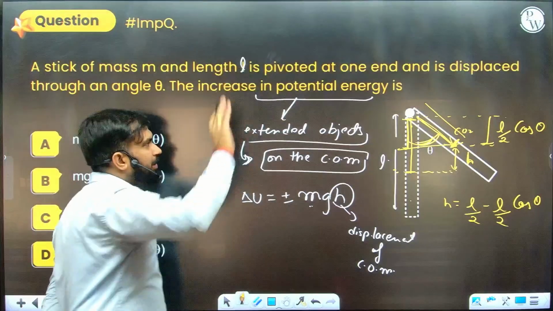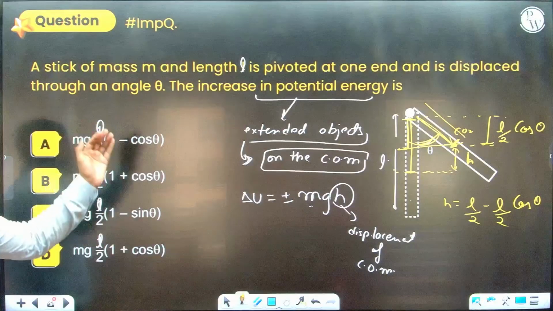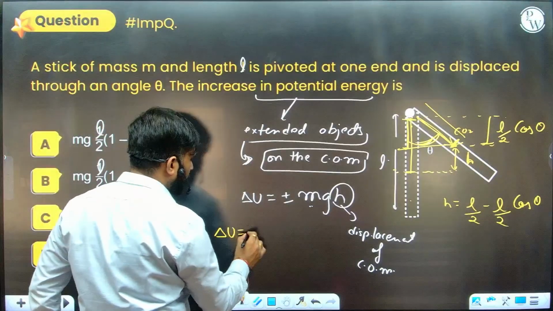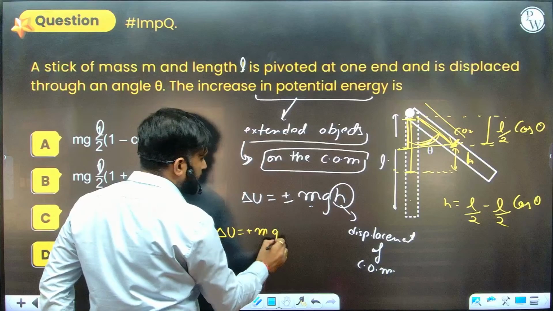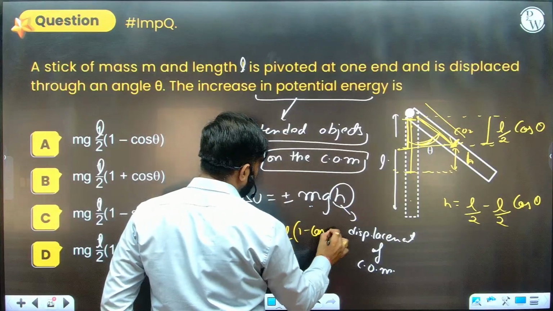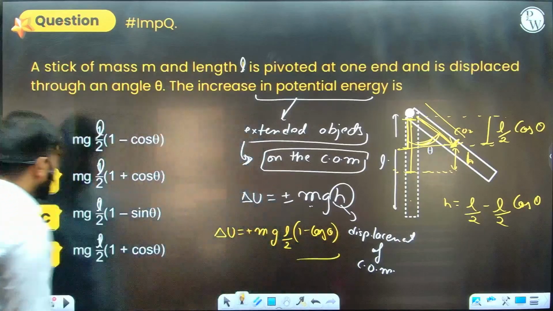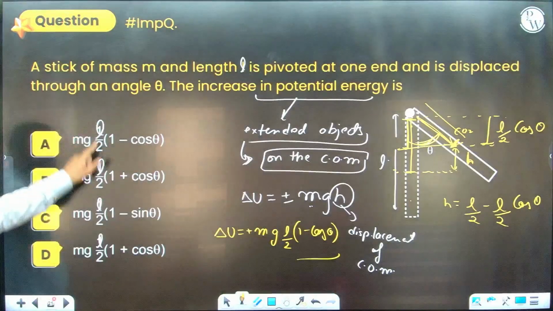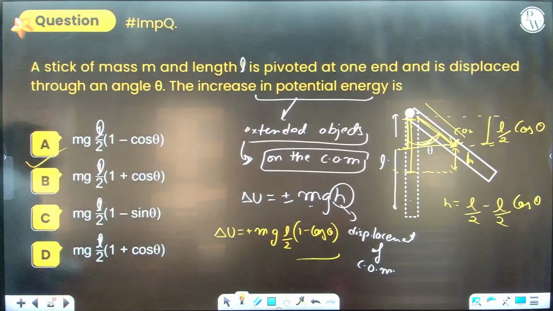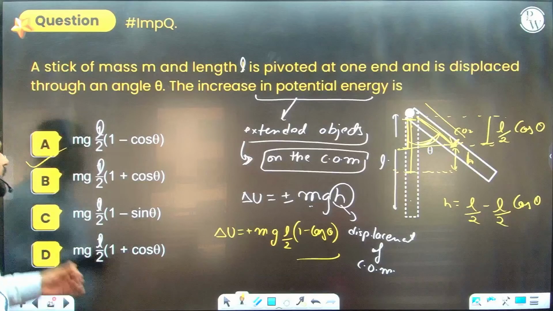And if it is going up, the potential energy is increasing. Correct or not? The potential energy is increasing as we go up. So it is plus mg and instead of h I will write L by 2 times 1 minus cos of angle theta. So which one is it? mg L by 2 (1 minus cos of angle theta). And it's a very standard problem. You will see it in many places. Next.